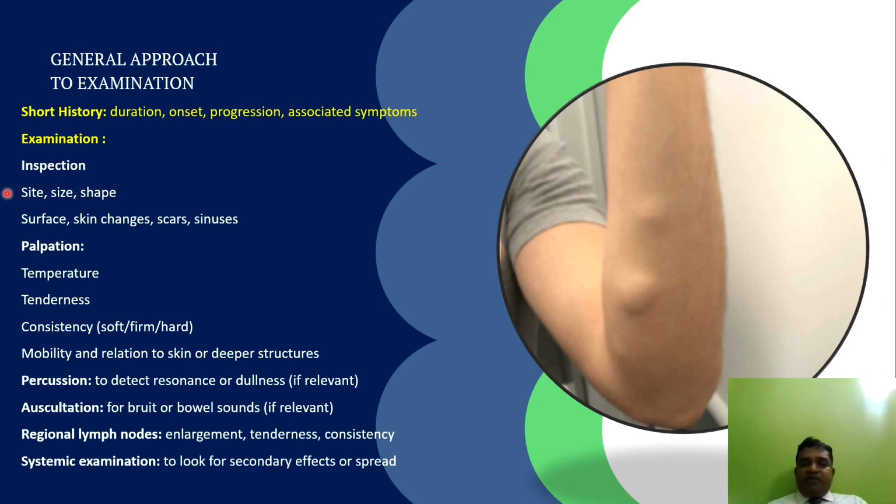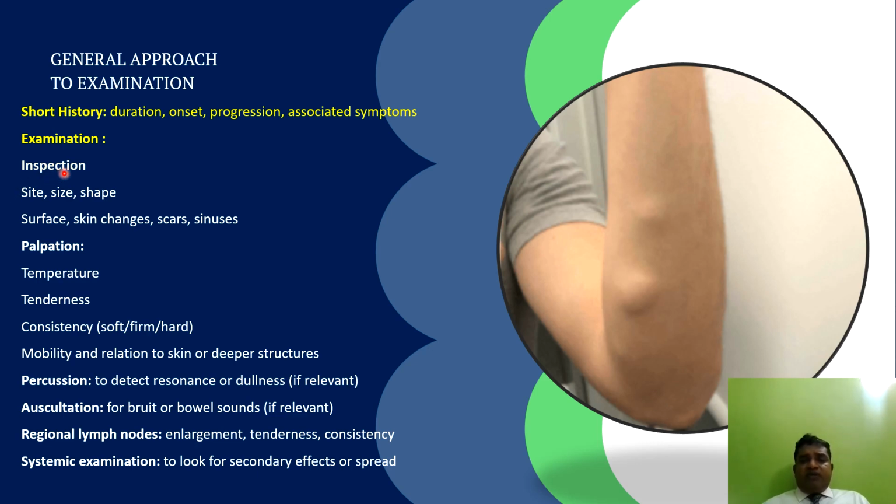So site is important, size and shape. Why is the site important? Some lumps are specific for sites. For example, a thyroid lump, you know, is located in the anterior part of the neck. A sebaceous cyst commonly occurs in the hairy area. So if you see a lump in the scalp area, probably a sebaceous cyst is possible.